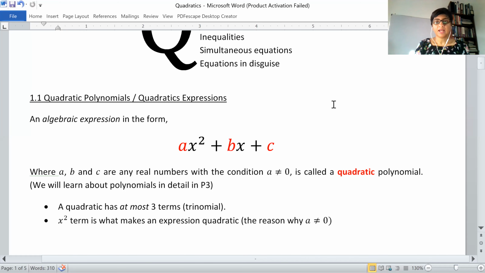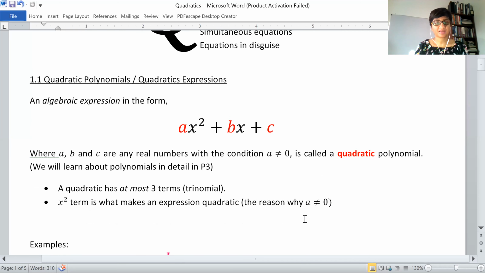Okay, so the numbers b and c can be anything. They can be even 0. So you can even not have the c term and the bx term. You can only have the x square term. Still, it's a quadratic. So at least it has to have the square term. At most, it will have all these 3 terms. Okay, that's what we discussed.